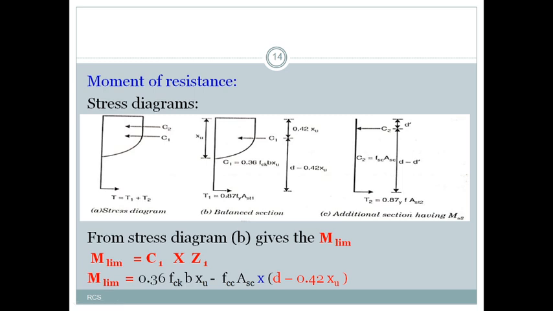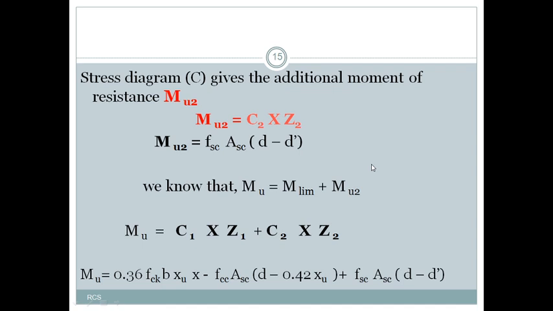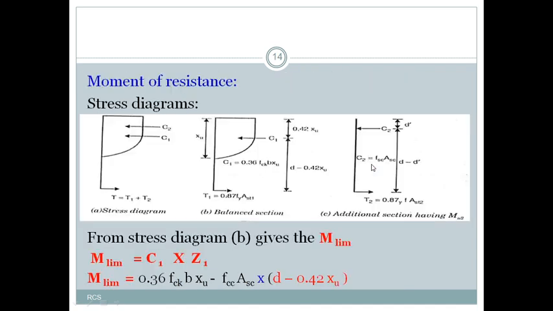And these are the stress diagrams of different sections. This is the total stress diagram for your doubly reinforced beam section. This is corresponding to the balanced section, and this is corresponding to the additional section having moment Mu2. From stress diagram B, I can calculate the limiting moment of resistance. So it is a compression zone, and I am calculating with respect to the compression.